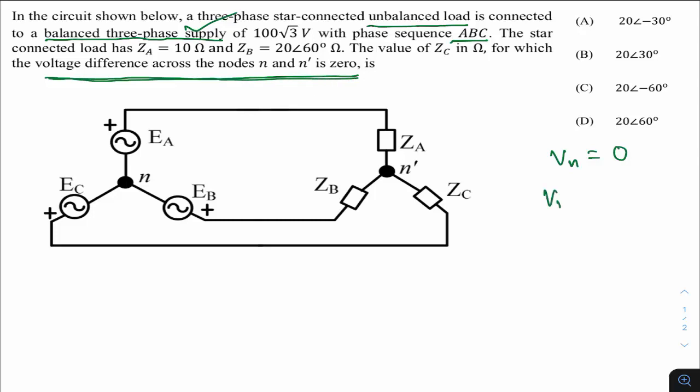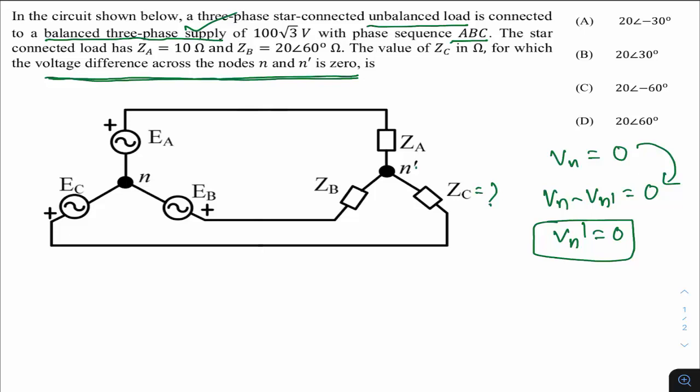What is the meaning of it? Vn minus Vn dash should be 0. Voltage difference across node N and N dash being 0 means Vn minus Vn dash is 0. Because we already know Vn is 0, if I substitute here, it means Vn dash is also definitely 0. So it's an unbalanced load, but the way the question is framed, even though it's an unbalanced node, the Vn dash difference should be 0. Indirectly they are saying to find the value of ZC in such a way that the node voltage Vn dash is basically 0. Based on the question, we came to the conclusion that they want to make Vn dash equal to 0.